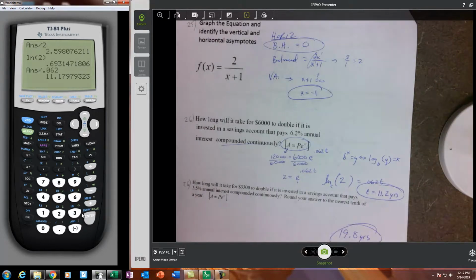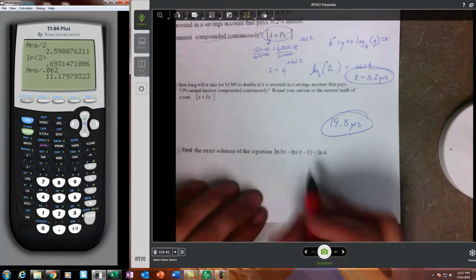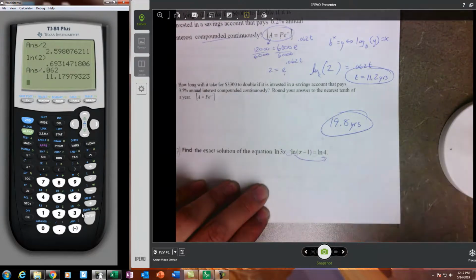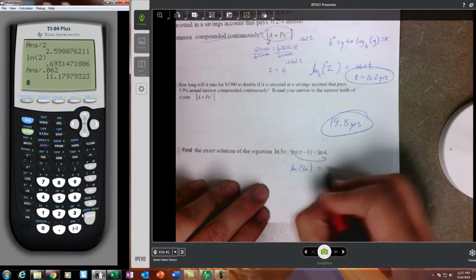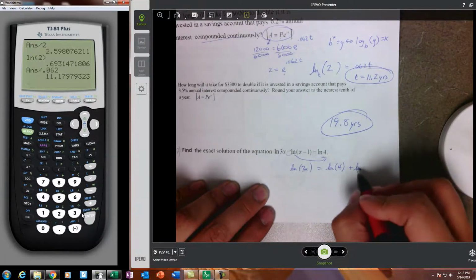Okay, number 27 down here, find the exact solution. ln of 3x minus ln of x minus 1 equals ln of 4. I do not like this subtraction right here. I am going to move this over to make my life easier. So this is ln of 3x equals ln of 4 plus ln of x minus 1.